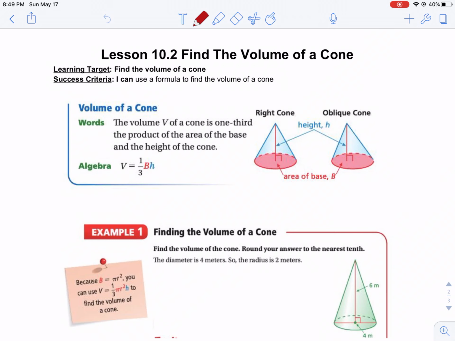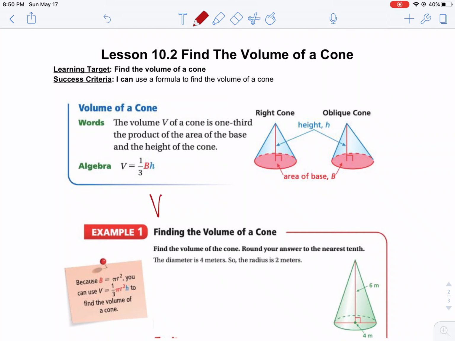Today we're going to do our last math lesson of the year. We will have one more day of math class technically on Wednesday, but we'll do a little closure activity that day. So this is your last Big Ideas assignment, your last math assignment of the year. What we're going to be doing is finding the volume of a cone.